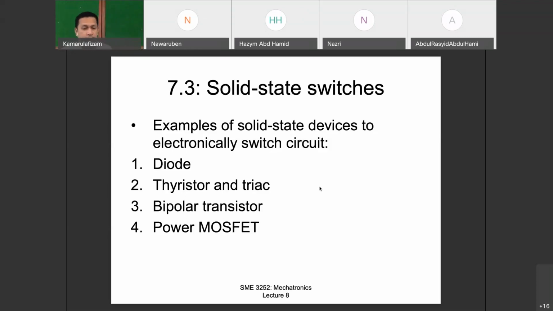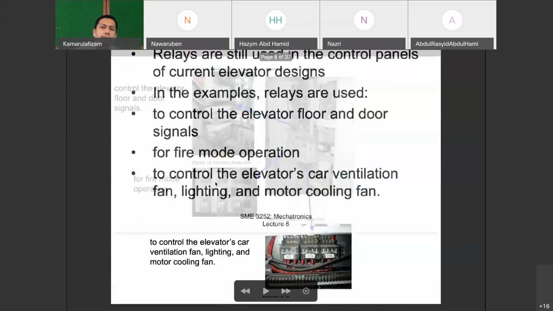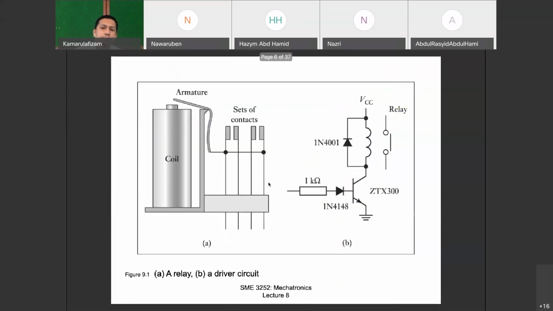Alright. So switch, solid state switch yang ada, yang boleh digunakan adalah diode, thyristor ataupun triac, bipolar transistor ataupun power MOSFET. Alright. So semua benda ni kita boleh control menggunakan circuit yang lebih kurang sama macam ni tadi. Daripada Arduino you boleh sambung ke perintang, you boleh sambung terus kepada transistor untuk buat switching. Alright. Tadi kita nampak sebenarnya relay as a switch.